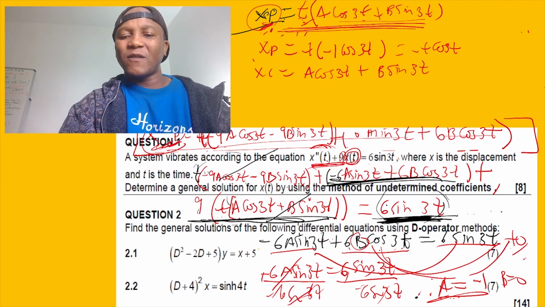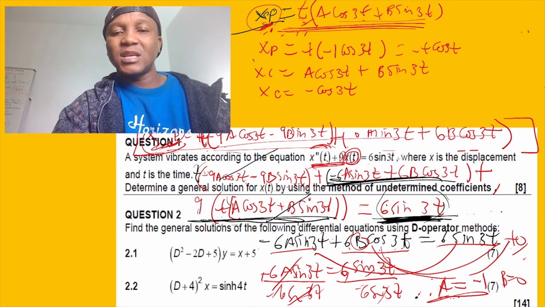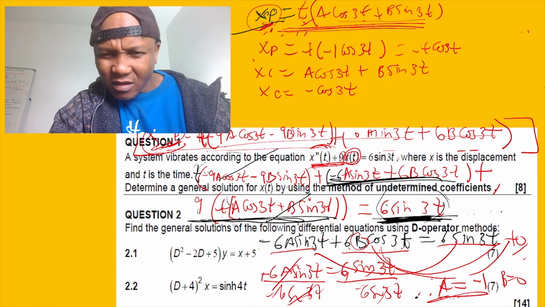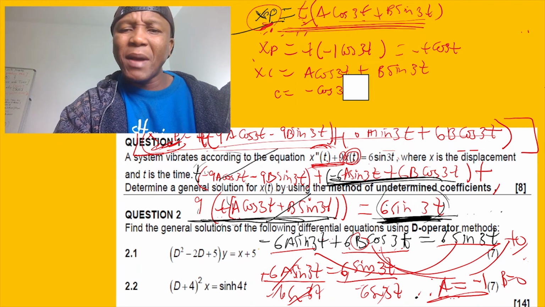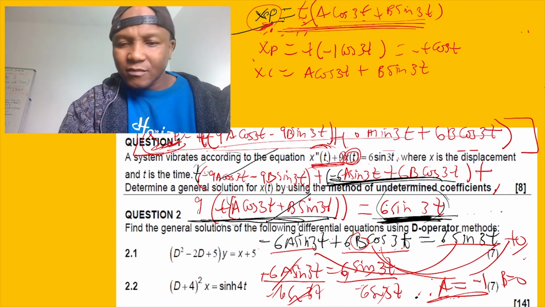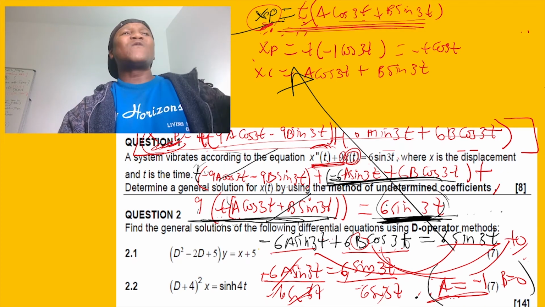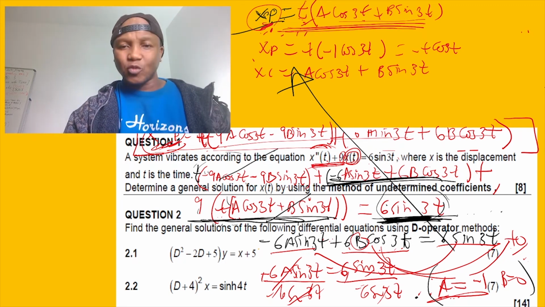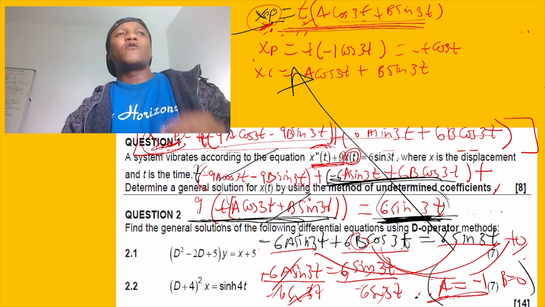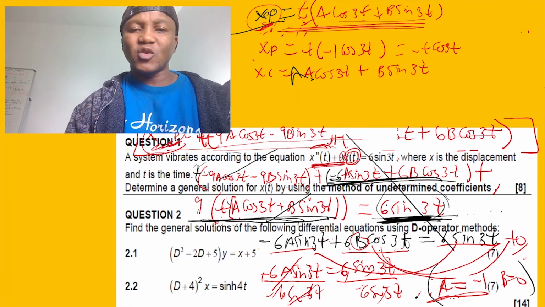So now a, we know the value of a equals -1. So we say our auxiliary solution equals negative cos 3t. What is b? Oh, wait. My apologies. We don't substitute this in the auxiliary solution, because those values are not for the auxiliary solution. Those values were for the particular solution. I'm sorry, right?